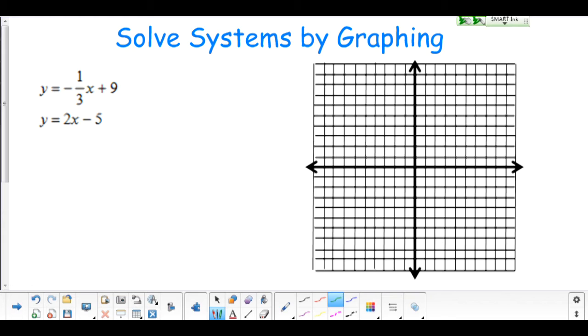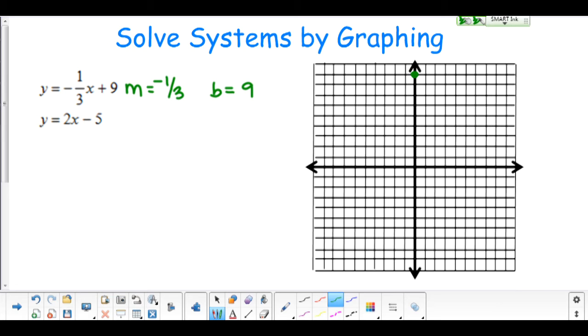So in our first equation, we want to identify our slope and our y-intercept. Our slope, m, is negative 1/3, and our y-intercept, b, is positive 9. The first thing we do to graph this is we want to plot the y-intercept of 9 on the y-axis. So I go to the y-axis and I count out 9 spots. I'm going to put a point at positive 9.